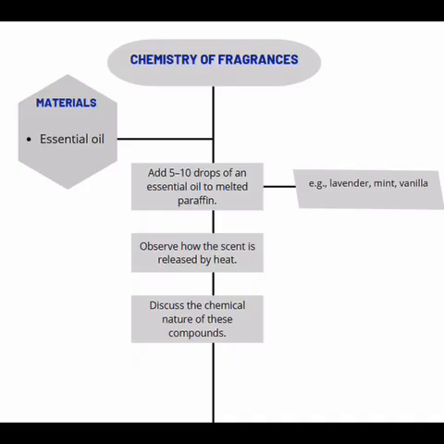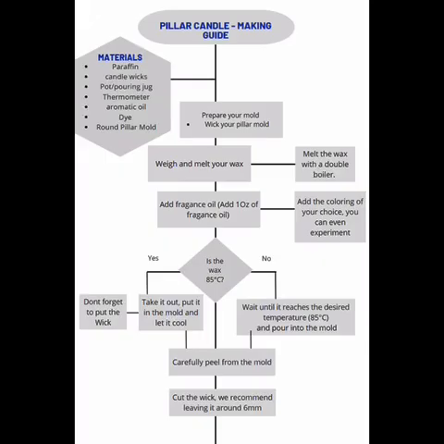Chemistry of fragrance. This diagram focuses on how fragrances are released from paraffin. We begin by adding 5 to 10 drops of an essential oil, such as lavender, mint, or vanilla, into the melted paraffin. Then we observe how the essence is released by heat, finishing by discussing the chemical nature of these aromatic compounds.